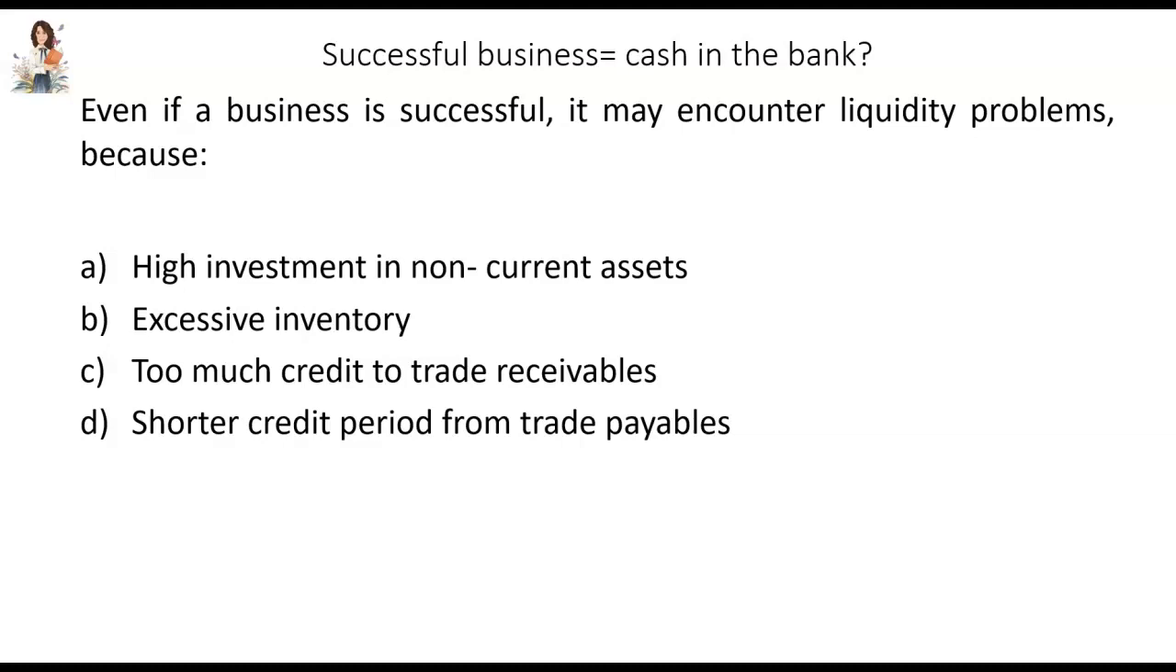The business may have excessive inventory in its warehouse. Thus, cash is tied up in the inventory, again causing liquidity problems for the business. The business may also give too much credit to trade receivables. If your customers are taking too long to pay, cash is tied up in the customers, it would cause liquidity problems for the business. If the business has been unable to negotiate a longer credit period from its suppliers, then again the business will have to pay the supplier sooner, causing liquidity problems for the business.